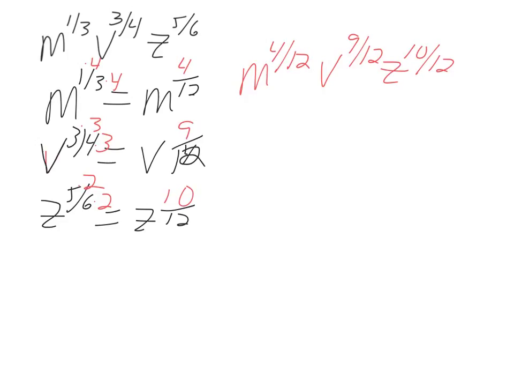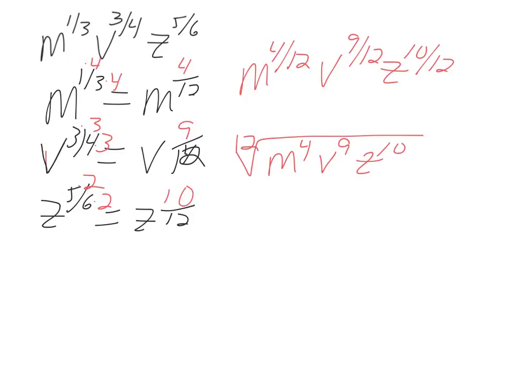So now I have them all with a common denominator, and I'm going to write them using a radical sign. So once again, the number on the bottom, the denominator, the 12, goes on the outside, and the numbers in the numerator part go inside with the variable. So that'd be m to the 4th, v to the 9th, z to the 10th.